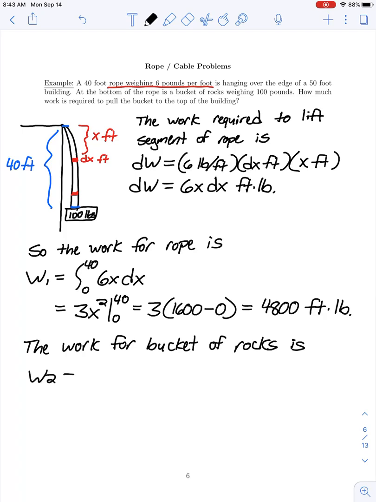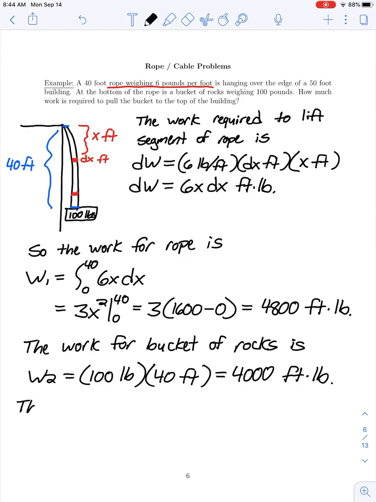is what I'll call W2, and to get the work done in lifting this bucket of rocks to the top of the building, I would take the force required to move the bucket of rocks, which is equivalent to its weight, this 100 pounds, and I would multiply by the distance that that bucket of rocks travels. So if it's at the bottom of this 40-foot rope and we lift it to the top of the building, it would travel a distance of 40 feet. So taking our 100 pounds times 40 feet, we get 4,000 foot-pounds of work for just the bucket of rocks itself.